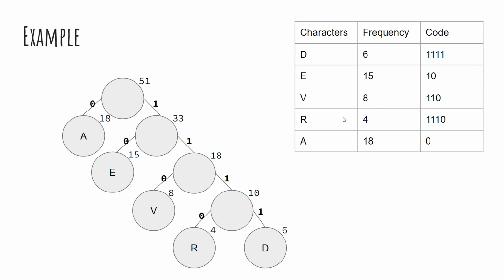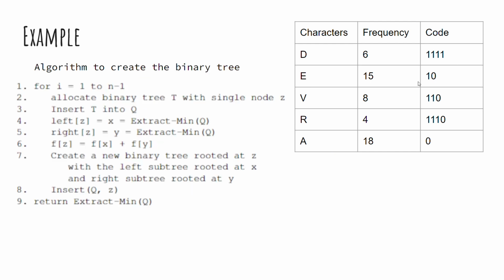For E I have an encoding of 10, which is right and then left. For V I do right, right, left, so 110. For R it is right, right, right, left, so 1110. And for A it is just 0. And so basically that's how we get the encoding for each of these characters.